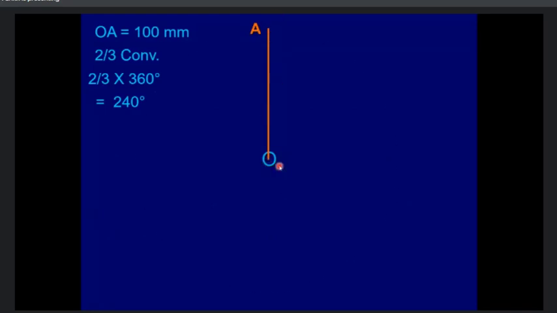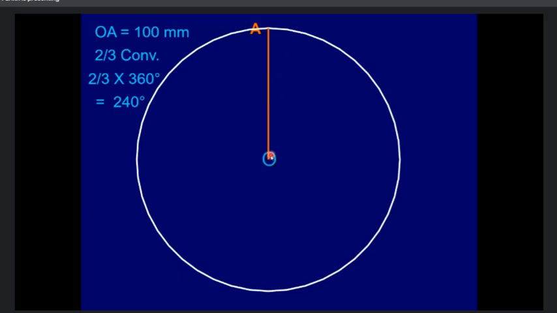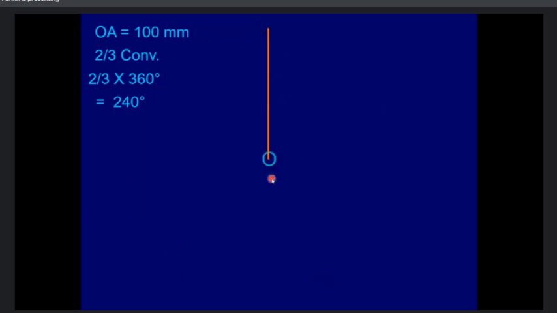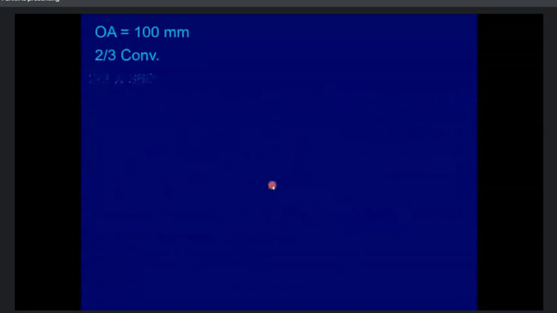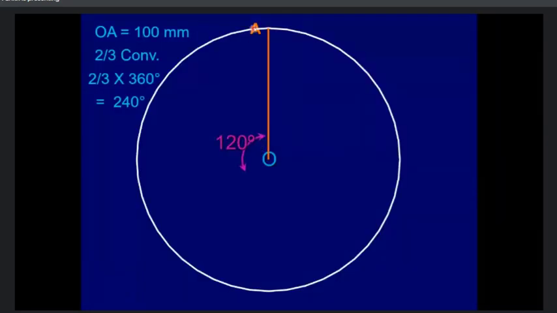So link OA is initially vertically upwards. O is a pole. It is going to revolve about this O. Initially point P on the link is at A, and it is going to move to O. So this is the point A and it is going to move from the outer periphery to the inner periphery like this. When the link rotates 240 degree, I have taken the assumption of the clockwise direction. So the initial position of the point P is here.